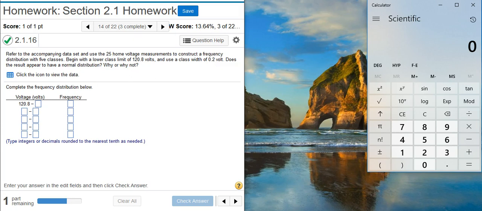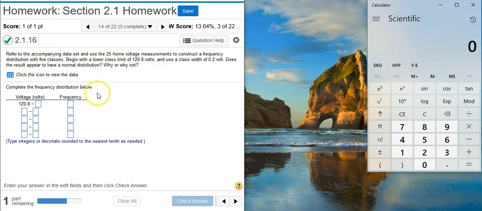Today, we're going to learn how to construct a frequency distribution table with a specified class width. Here's our problem statement. Refer to the accompanying data set and use the 25 home voltage measurements to construct a frequency distribution with 5 classes. Begin with a lower class limit of 120.8 volts and use a class width of 0.2 volt. Does the result appear to have a normal distribution?